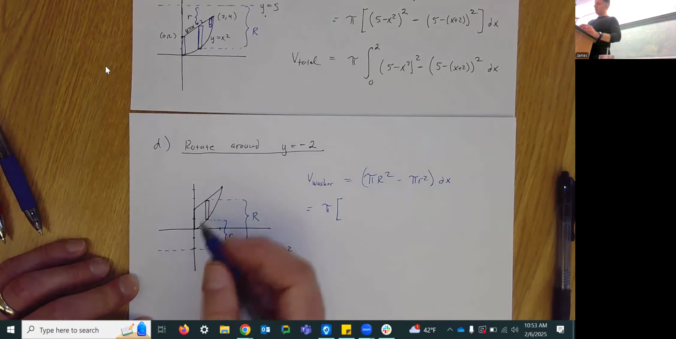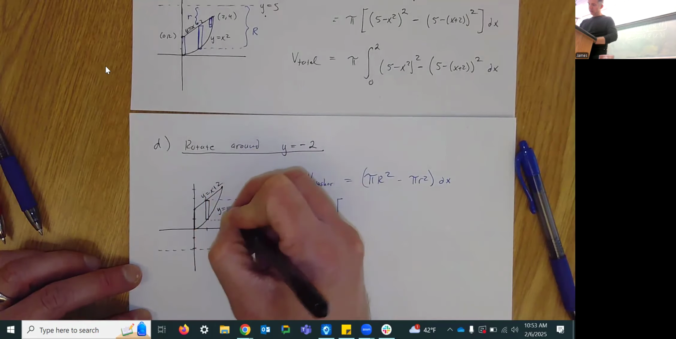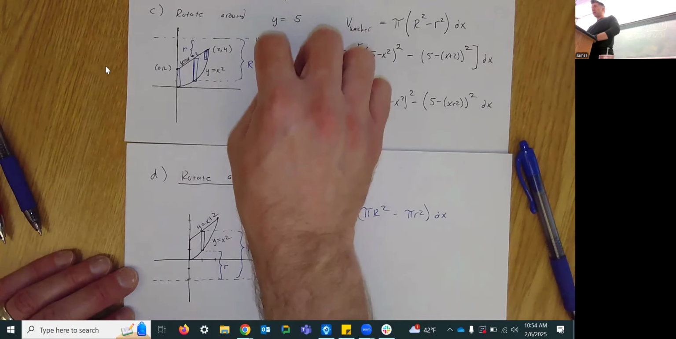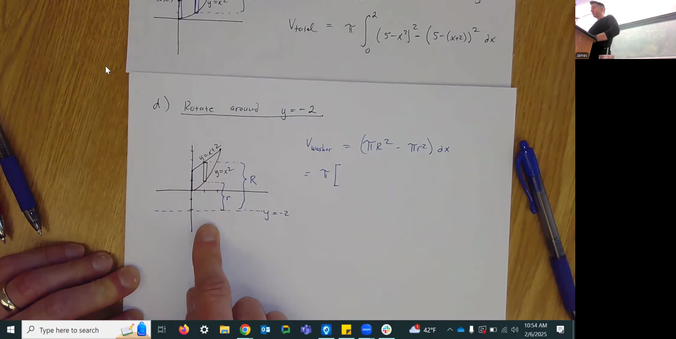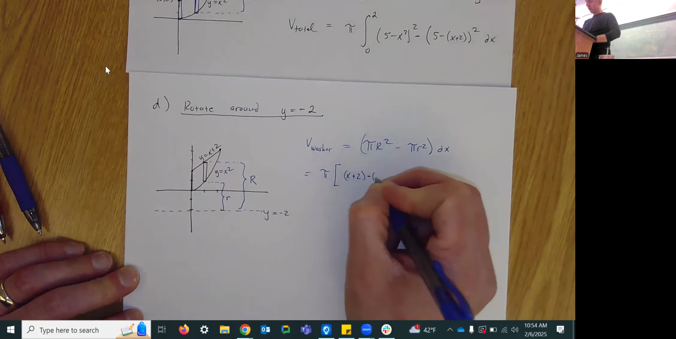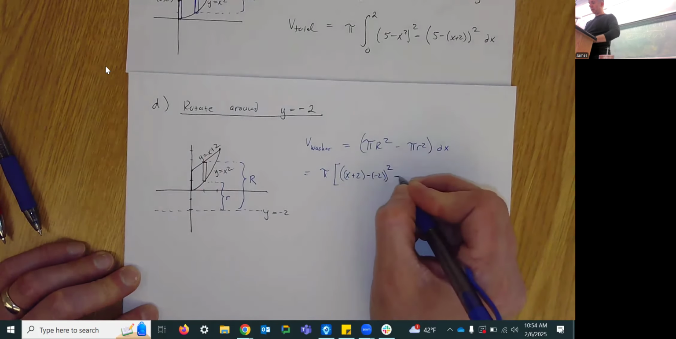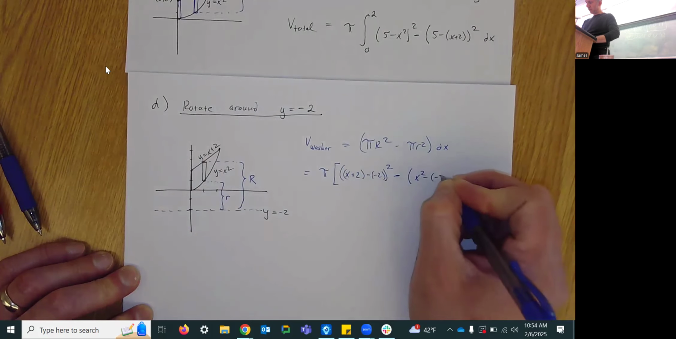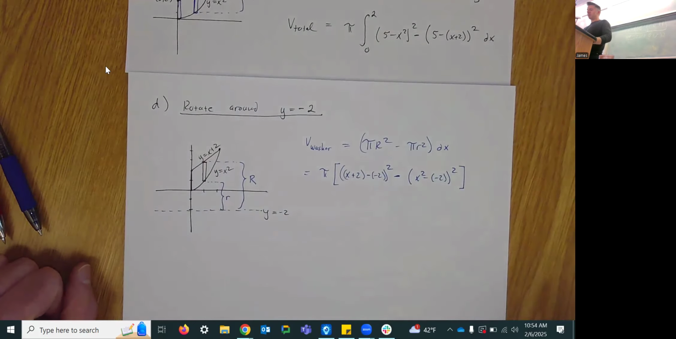My large radius, I didn't label my functions here. There's y=x+2. Here's y=x². So unlike the previous one, where my large radius was 5 - x², now my large radius is going to be x+2 minus -2, which feels a little silly to write. And then we're squaring that. And my smaller radius is x² minus -2.